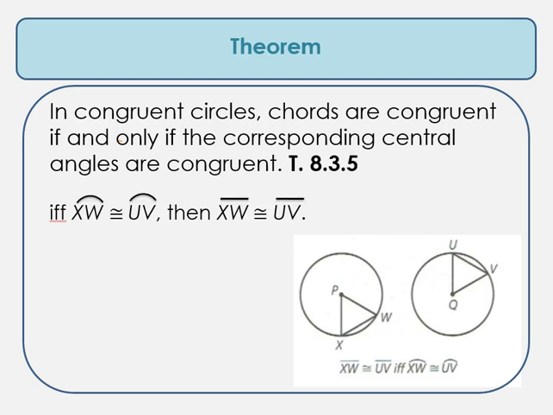And our last theorem for this lesson, in congruent circles, chords are congruent if and only if the corresponding central angles are congruent. And chords XW and UV will be congruent if and only if the central angles are congruent. So now we've brought all those pieces together, the central angles, the chords, and the arcs.